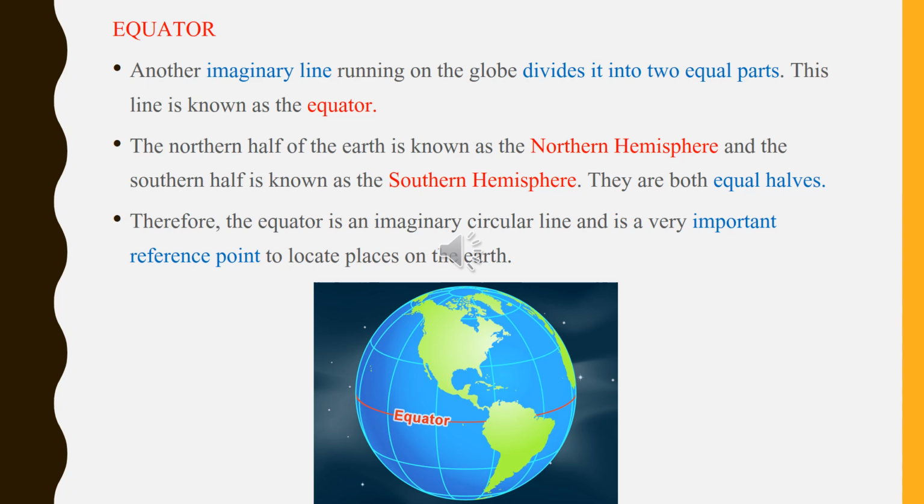Equator. Another imaginary line running on the globe divides it into 2 equal parts. This line is known as the equator. The northern half of the Earth is known as the northern hemisphere and the southern half is known as the southern hemisphere. They are both equal halves. Therefore, the equator is an imaginary circular line and is a very important reference point to locate places on the Earth.